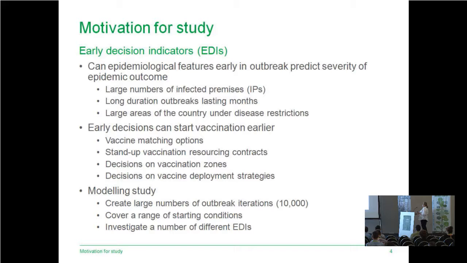So the motivation for this particular piece of work was, following on from previous work that highlighted the benefit of early vaccination campaigns, we wanted to know if we could find any features at the beginning of an outbreak which could indicate the overall size and shape of an outbreak at the end, which we're calling severity. That is different for each country, but generally we're looking for indicators that an outbreak is going to be particularly large in terms of numbers of IPs or the area that's under disease control restrictions or the duration of the outbreak.